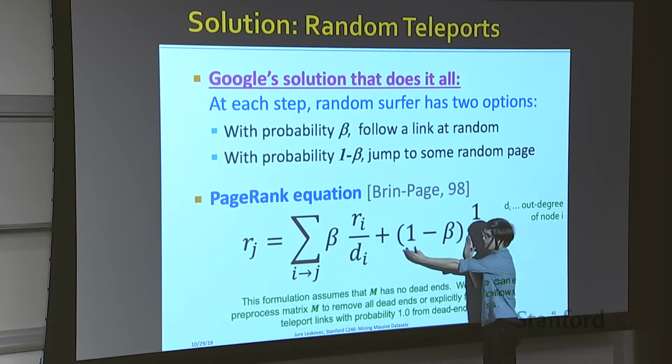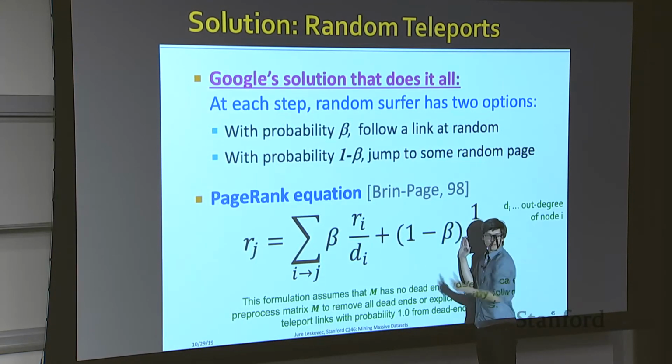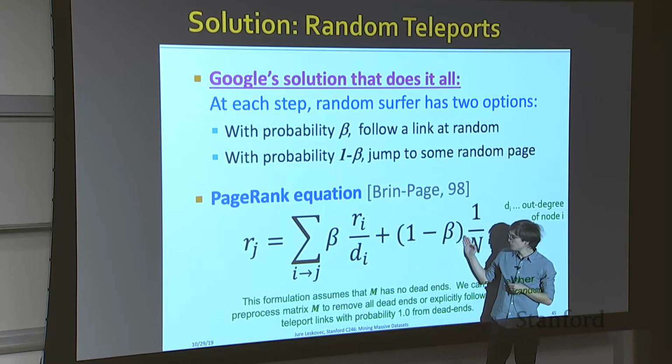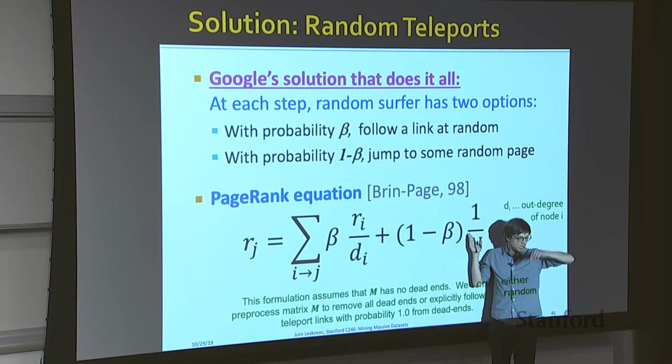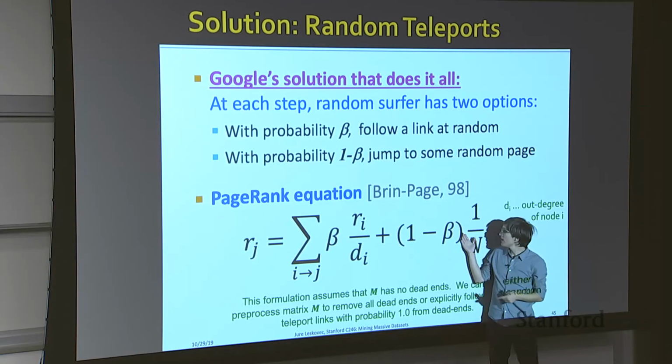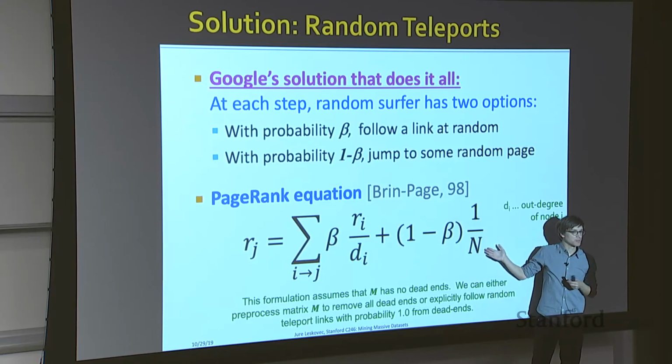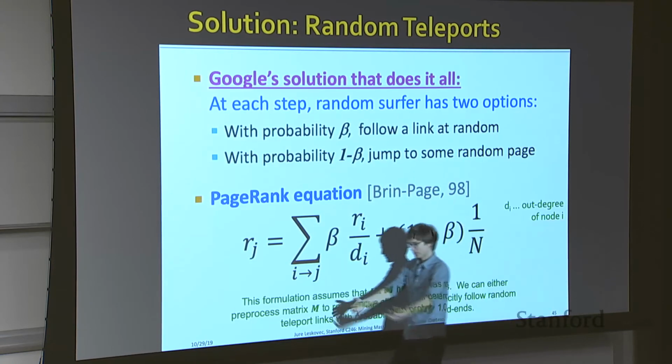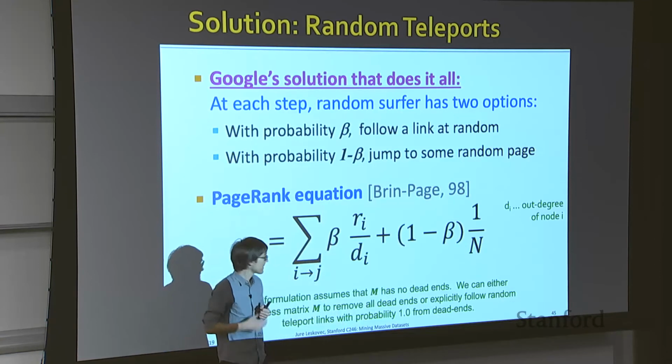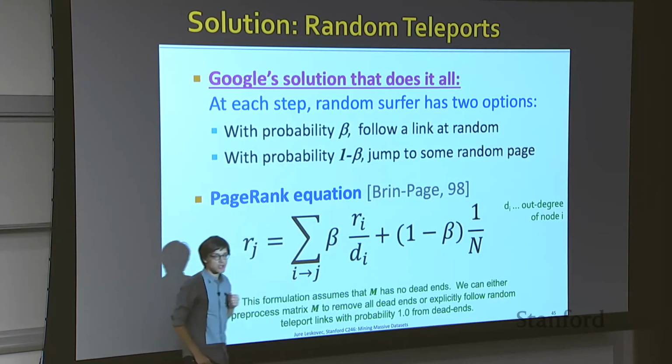It says, but with probability 1 minus beta, the random walker decided to teleport, to jump. What's the probability that they jumped to me, node j? It's 1 over the number of nodes, because we are assuming that the teleportation happens uniformly at random. Okay? So this is now our new PageRank equation, right?